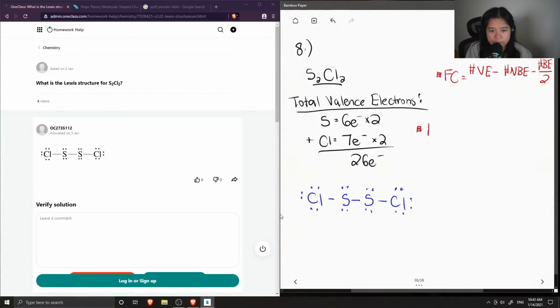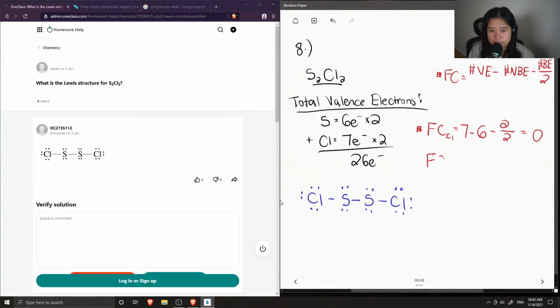So let's do one of the chlorine atoms first. Chlorine contains 7 valence electrons. And if we count out all the non-bonding electrons on chlorine, we count 6. And there's a single bond to the chlorine, so there are 2 bonding electrons divided by 2. So all the chlorine atoms have a 0 formal charge.